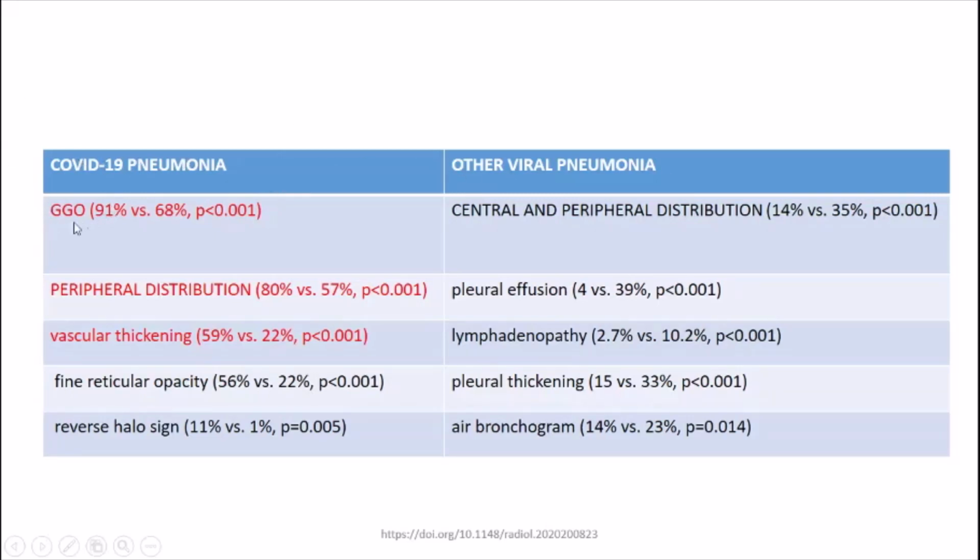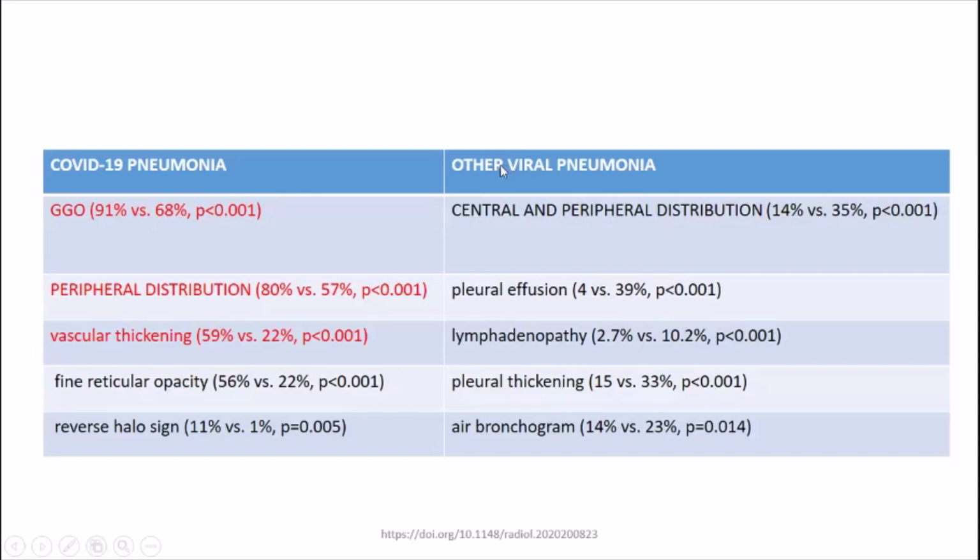So first of all, ground glass opacities are much more prevalent in COVID-19 pneumonia than in other viral pneumonias. Lesions in COVID-19 pneumonia had mainly peripheral distribution, while in other viral pneumonias it was central and peripheral. Okay. Vascular thickening was statistically significantly much more present in COVID-19 pneumonia cases than other viral pneumonias. So these three are the most important distinguishing factors between COVID-19 pneumonia and other viral pneumonias.